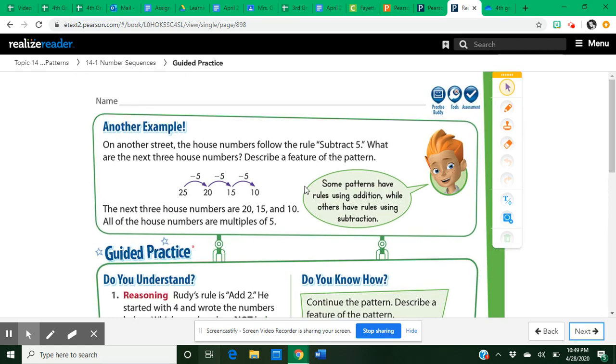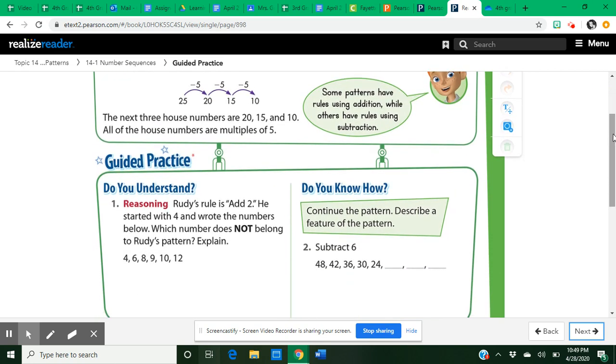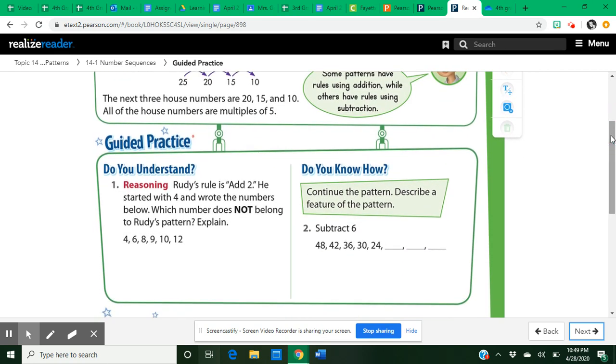Here, we've got another example up here on the top with a subtract 5, if you need to see that. Okay, so reasoning. Rudy's rule is add 2. He started with 4 and wrote the numbers below. Which number does not belong to Rudy's pattern? Explain. So when I'm looking at Rudy's pattern, I see 4, 6, 8, 9, 10, and 12. Which number does not fit in that pattern?